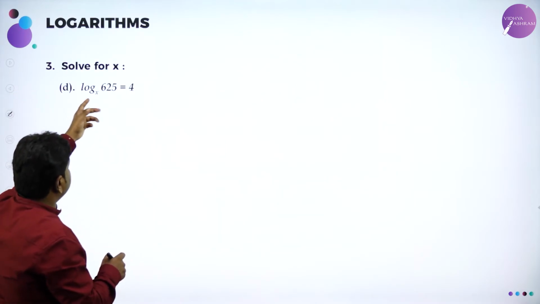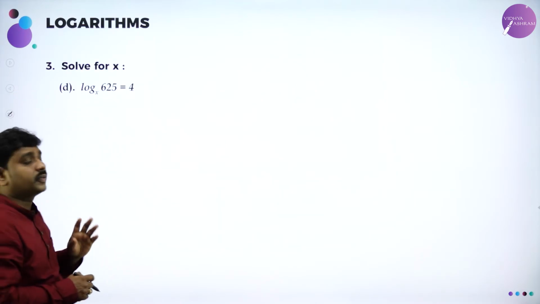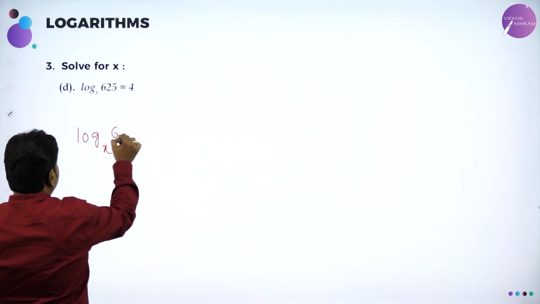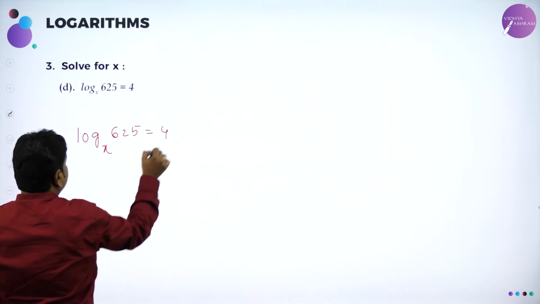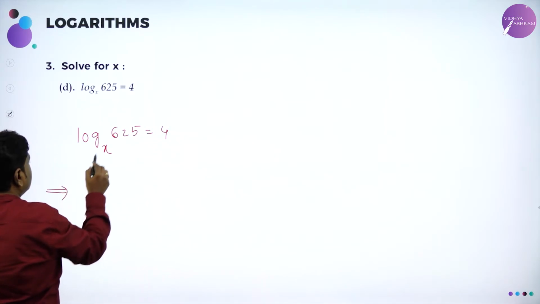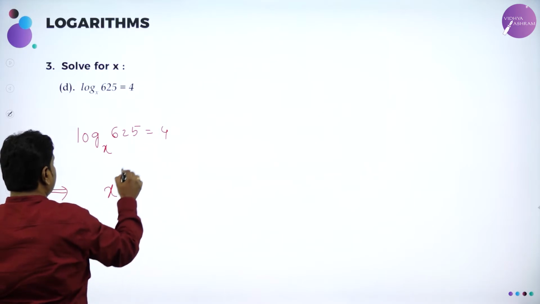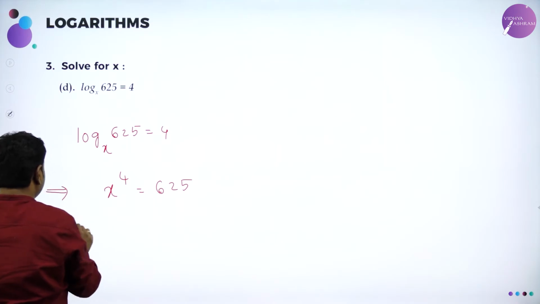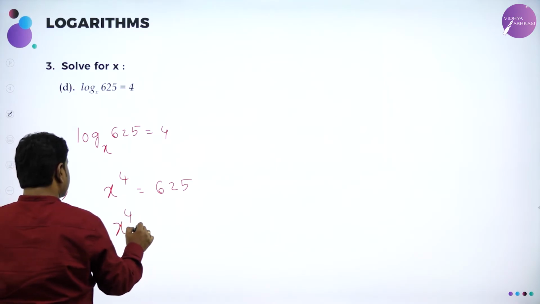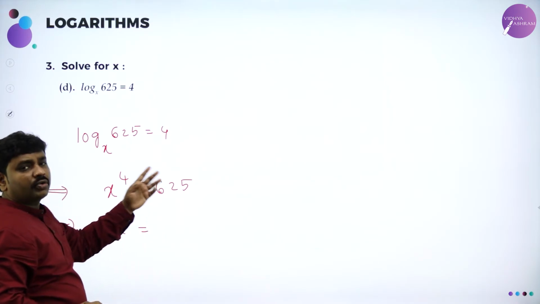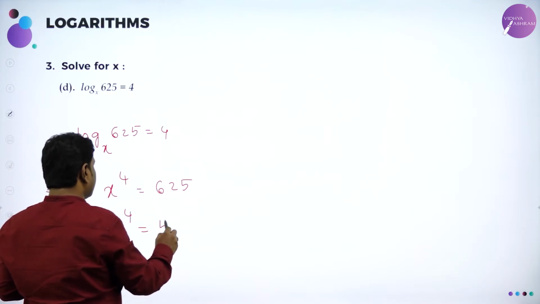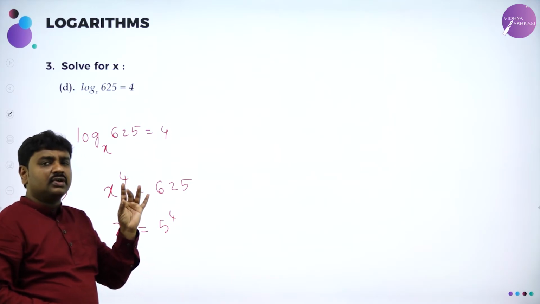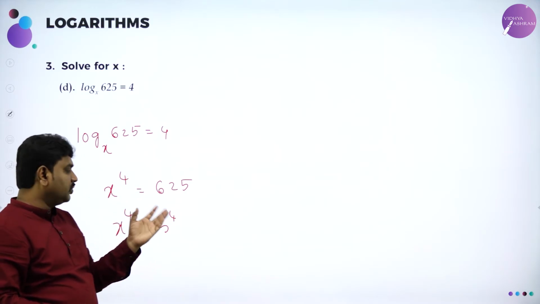Next, log base x of 625 equal to 4. So log base x of 625 is equal to 4. Now convert it. Can I write it as x, the base, power 4 is equal to 625. So now further, x power 4 is 625, means what power 4 will you get 625? You know 5 power 4 is 625. 5 5s are 25, 25 5s are 125, 125 into 5 gives you 625.